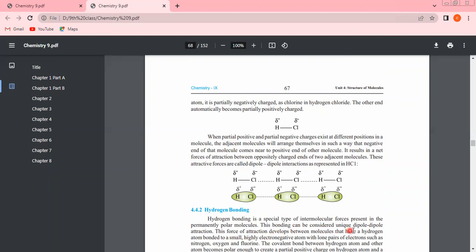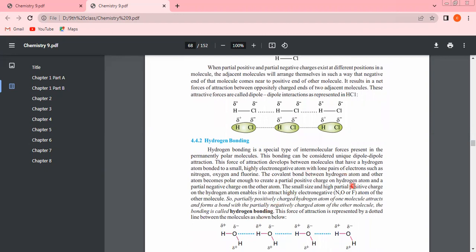This bonding can be considered unique. Dipole attraction. This force of attraction develops between molecules that have a hydrogen atom bonded to a small, highly electronegative atom with lone pair of electrons, such as nitrogen, oxygen, and fluorine. The covalent bond between hydrogen atom and the other atom becomes polar enough to create a partial positive charge on the hydrogen atom and a partial negative charge on the other atom.